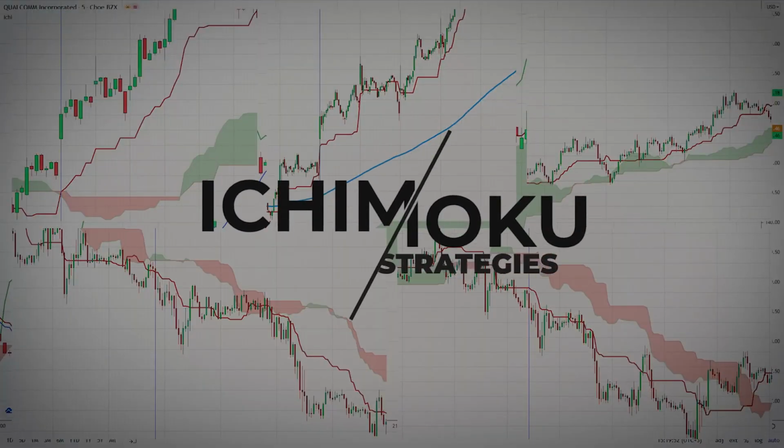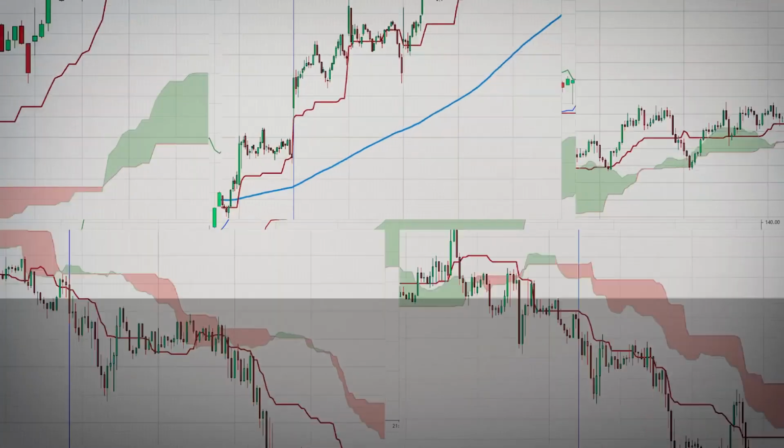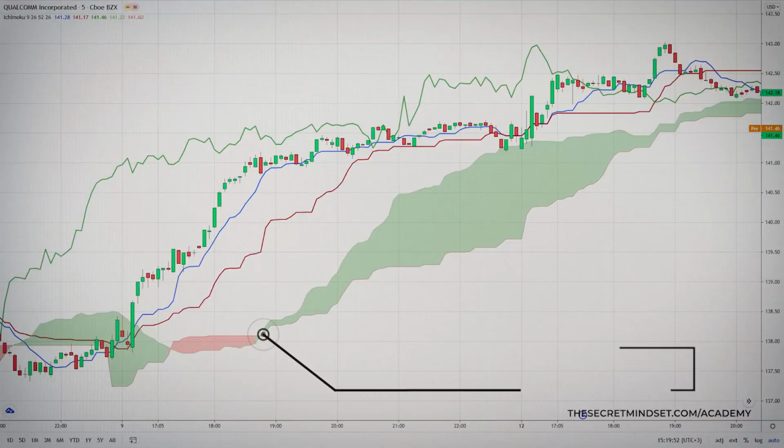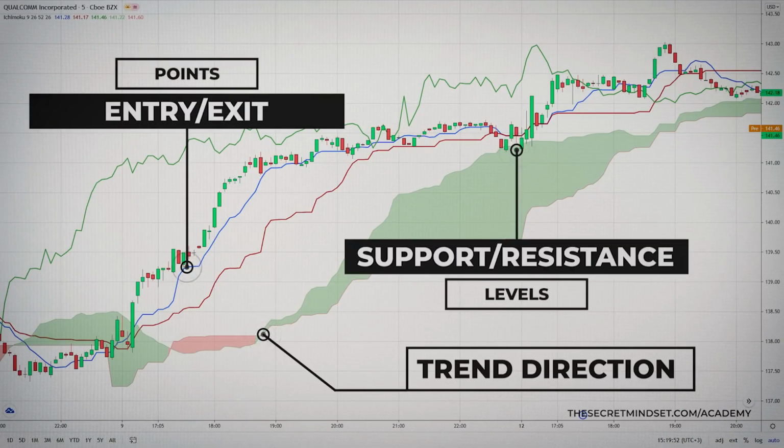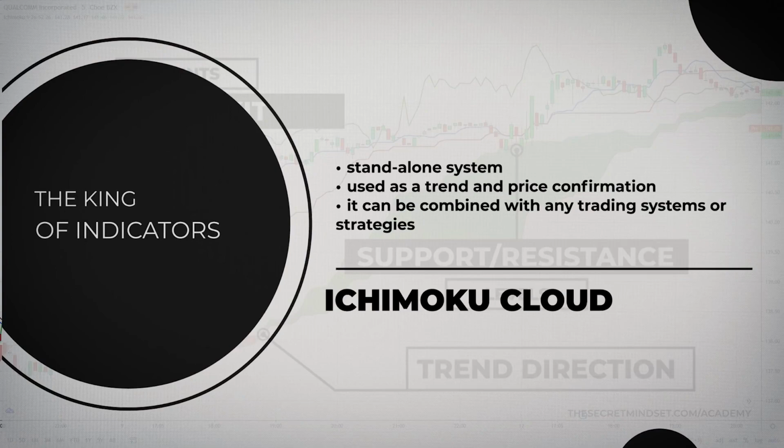Ichimoku cloud is mentioned to be the king of indicators, and with good reason, because with Ichimoku, it's possible to get the whole picture of the price, including trend direction, the main support and resistance levels, and exact entry and exit points.